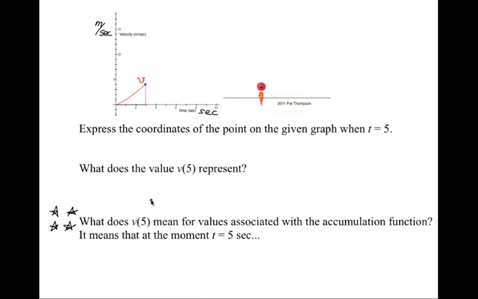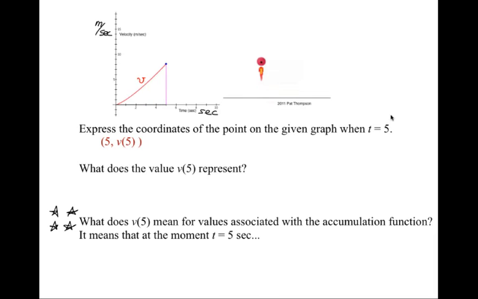Okay, how can I express the coordinates? Where is Henry Wise? Where's Henry? Right down there. Okay, I want to express the coordinates of the point on that graph when t equals 5. He wants 5 and v of 5. Agree with that? 5, v of 5, okay. And your follow-up question, what does the value of v of 5 represent? What would that represent?